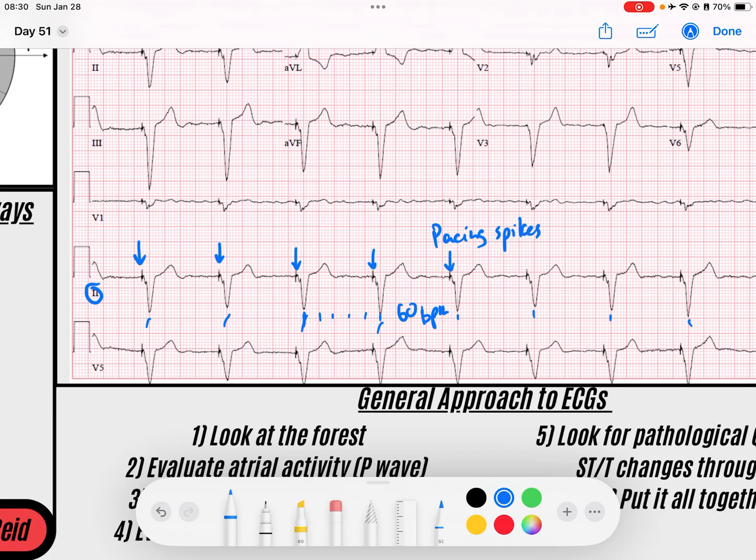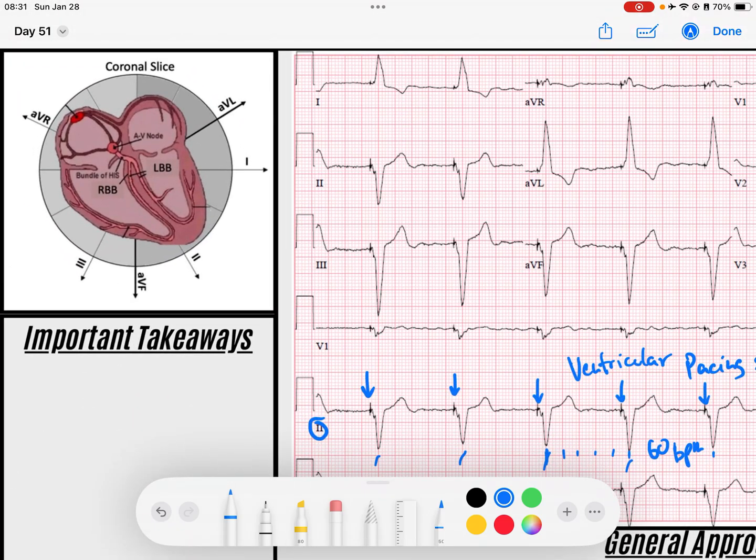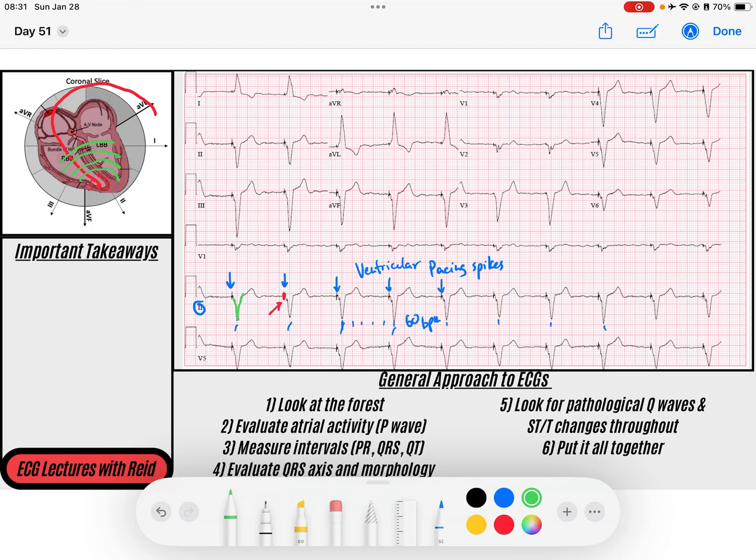And the pacing spikes are right in front of our QRSs, and so these are ventricular pacing spikes, because when you see the spike, what that's telling us is that it's firing off. So some wire is down here in the ventricles. When it shocks the ventricles, that is what gives us this spike here. And then once that spike occurs, we get depolarization across the ventricles, causing this wide complex QRS. So we've got at least a ventricular paced rhythm here at a rate of 60 beats per minute. And so let's see what's going on with the rest of the rhythm here. It's only one of our chambers.